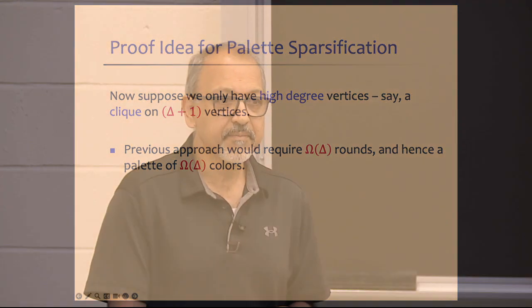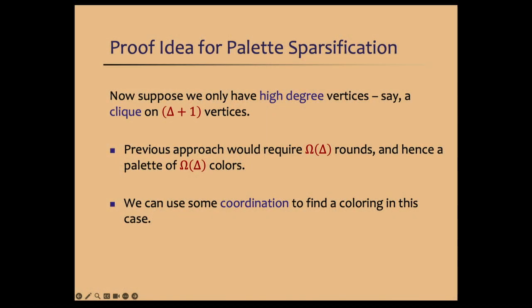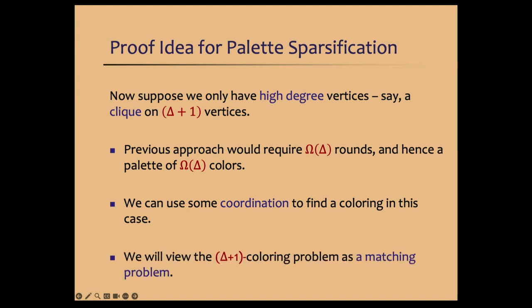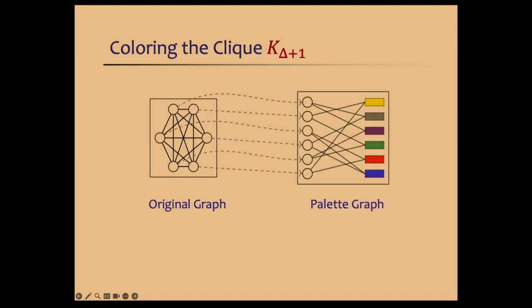But we are not in trouble yet, right? This was only one way of using the sampled colors. We could use a strategy which has a better coordination among vertices and how they employ their sampled colors. And in particular, the Δ+1 coloring problem, we are going to view it here in the case of a dense graph as a matching problem. How? So here is the picture.